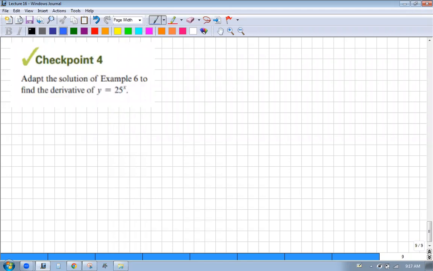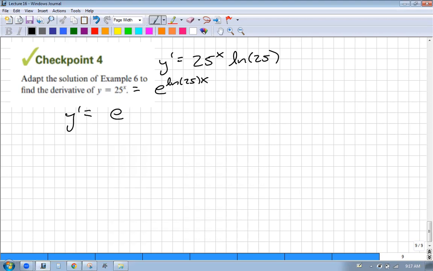So y equals 25 to the x. So y prime is going to be 25 to the x times the natural log of 25. Right. Again, how did that work? We rewrote 25 as e to the natural log of 25, and then to the x power, right? So y prime is e to the stuff times the derivative of the stuff. But this is just 25. Right, which is the same thing we got up here, showing all the steps again.